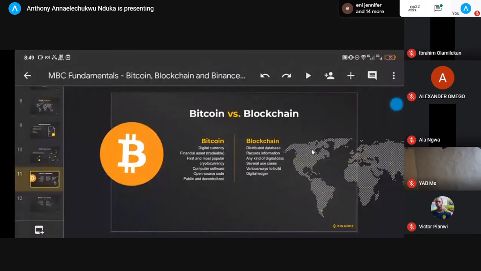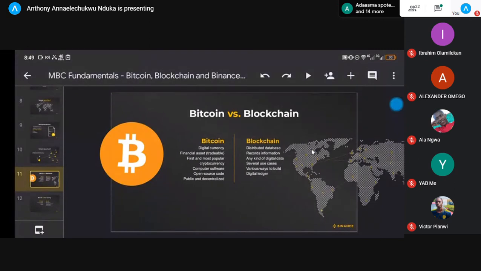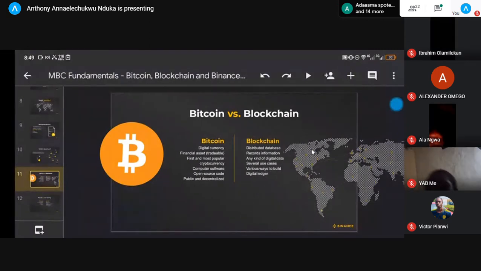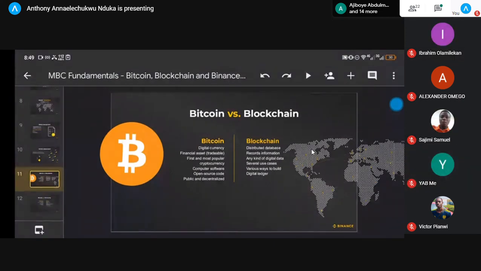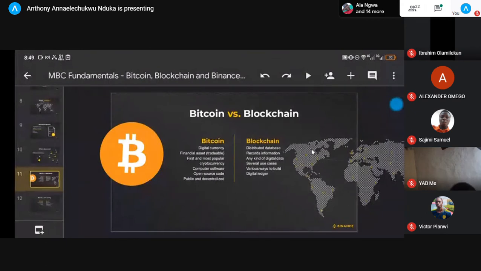Now, Bitcoin is a digital currency, and blockchain is a distributed database. Blockchain is actually the house that powers this Bitcoin. Now, Bitcoin is a financial asset. You can actually exchange it for something of value. Yes, it's a financial asset. You can exchange it for cars, memory cards, any commodity that is worth value. You can use it as money.